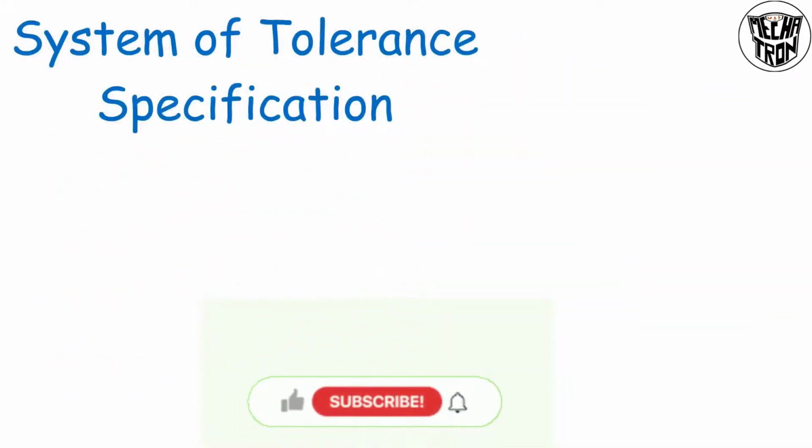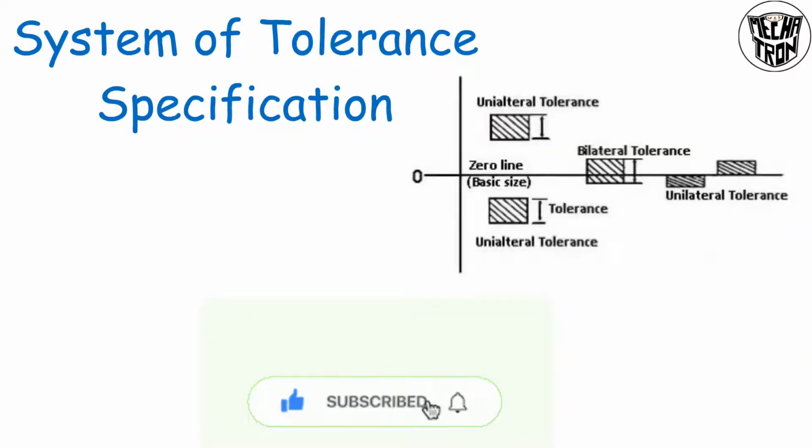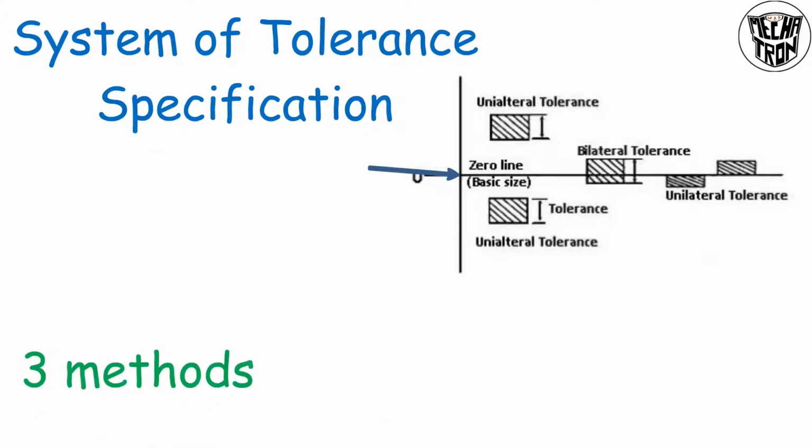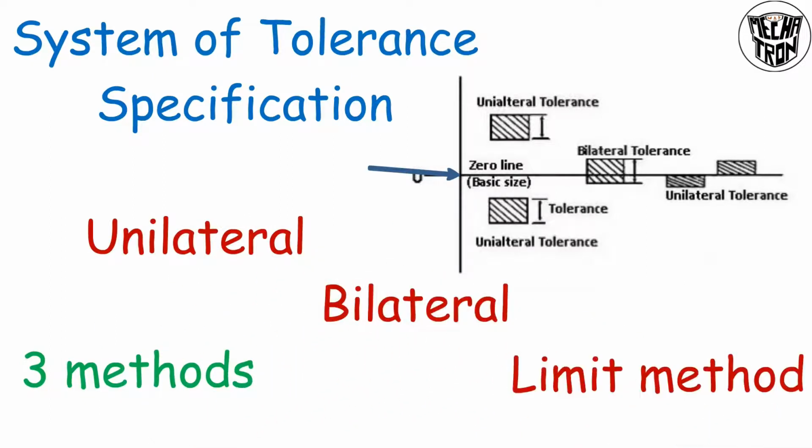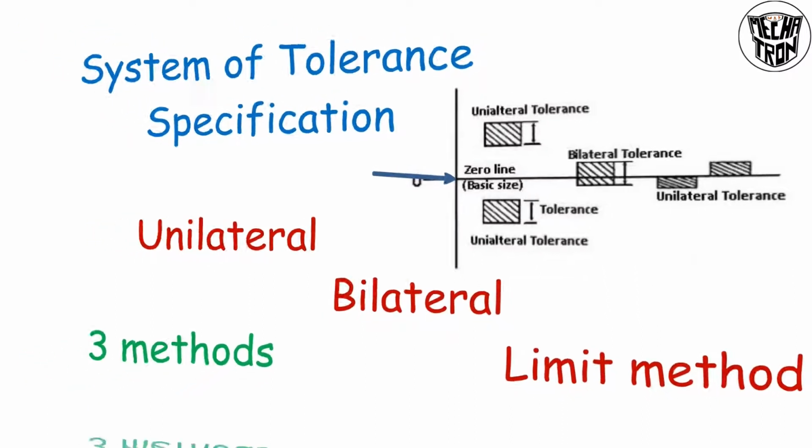Next we are going to see system of tolerance specification. It explains how to specify the dimensional tolerance value. This is the representation of the tolerance specification system. This zero line is the basic line. Normally, tolerance value is specified in three methods, that is unilateral, bilateral and limit method. We will see this one by one.